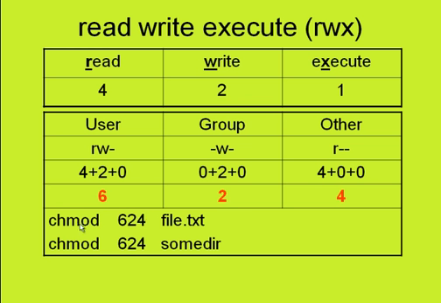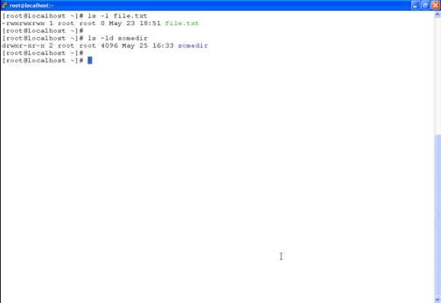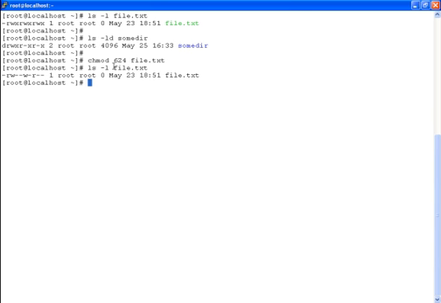So when we do chmod, which is changing the permission, and 624 on file.txt, the resultant permission will be rw-, -w-, and r--. Let's do that by doing chmod 624 on file.txt, and we do ls -l on file.txt. You notice 624 will produce the permission rw- for owner, -w- for group, and r-- for others.